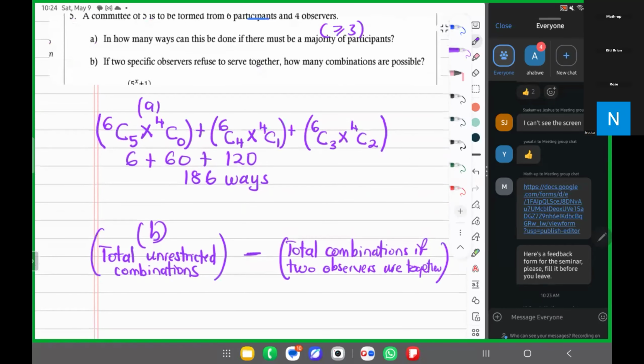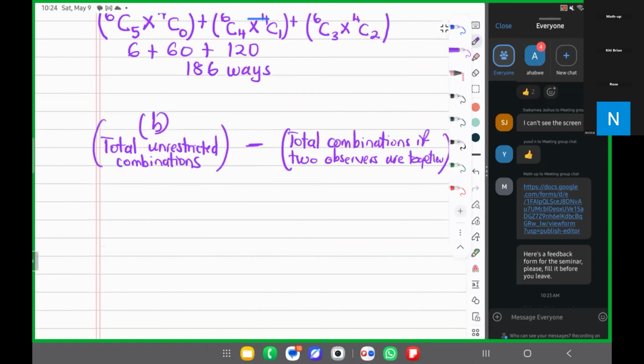Yeah, so I have a pool of 10 people from the 6 participants and 4 observers, but out of those 10 people, I want to form a committee of 5. That's what I mean by total unrestricted combinations. So I'll have 10 combination 5. Out of 10, I want to form a committee of 5. And that will give me the total unrestricted combinations.